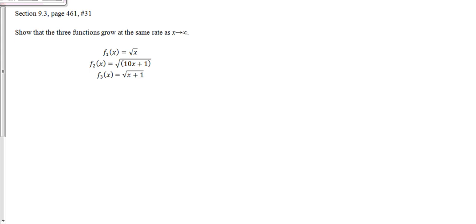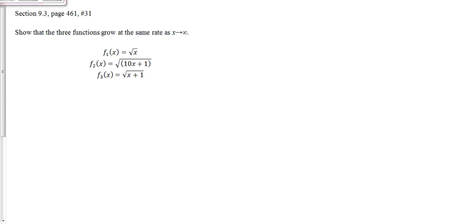All right, we're going to do section 9.3, page 461, number 31, which reads, show that the three functions grow at the same rate as x goes to infinity. And my three functions are f1 of x is the square root of x, f2 is the square root of 10x plus 1, and f3 is the square root of x plus 1.